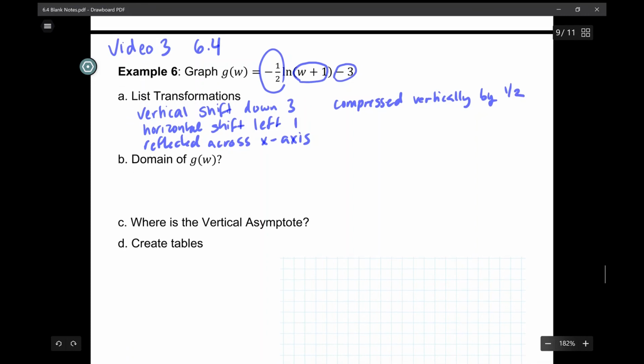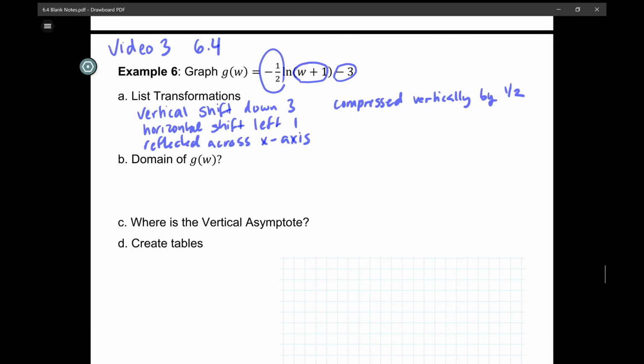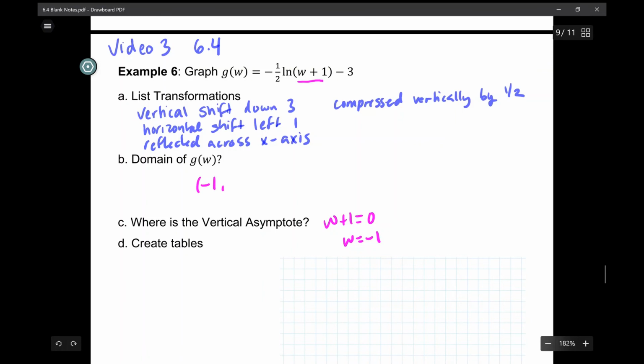What is the vertical asymptote? Well, remember that's where we look inside the argument to natural log. There's so many circles on here you can't even see it anymore. But inside here, we're looking at the w plus 1. So I'm going to solve this. w plus 1 equals 0, w equals -1. So my vertical asymptote is at -1. Vertical line at -1. And my domain is going to be from -1 to infinity. All right, let's double check that if we plug in a 0, we're going to be fine. If we plug in a 2, we're going to be fine. Yep, that's definitely my domain.